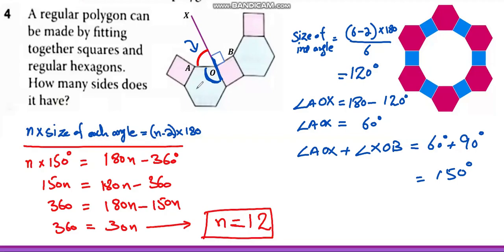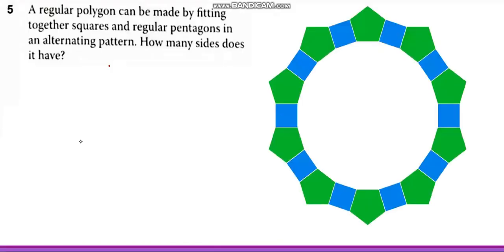Now let's proceed to next question. In question number 5, it says a regular polygon can be made by fitting together squares and regular pentagons in an alternating pattern. How many sides does it have? We have to do the same thing over here, which means we have to imagine the shape, or the polygon that we get after joining the squares and regular pentagon. So let's see the shape.